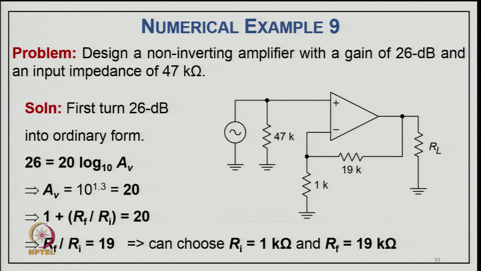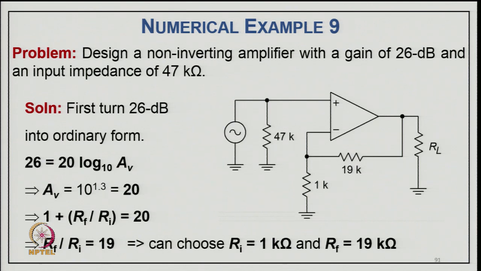Now, coming to numerical example 9: design a non inverting amplifier with a gain of 26 dB and an input impedance of 47 k. So, first you can just see here the signal at the non inverting input with the feedback to the inverting input, with the resistances all given, other than the load, typically the input impedance.